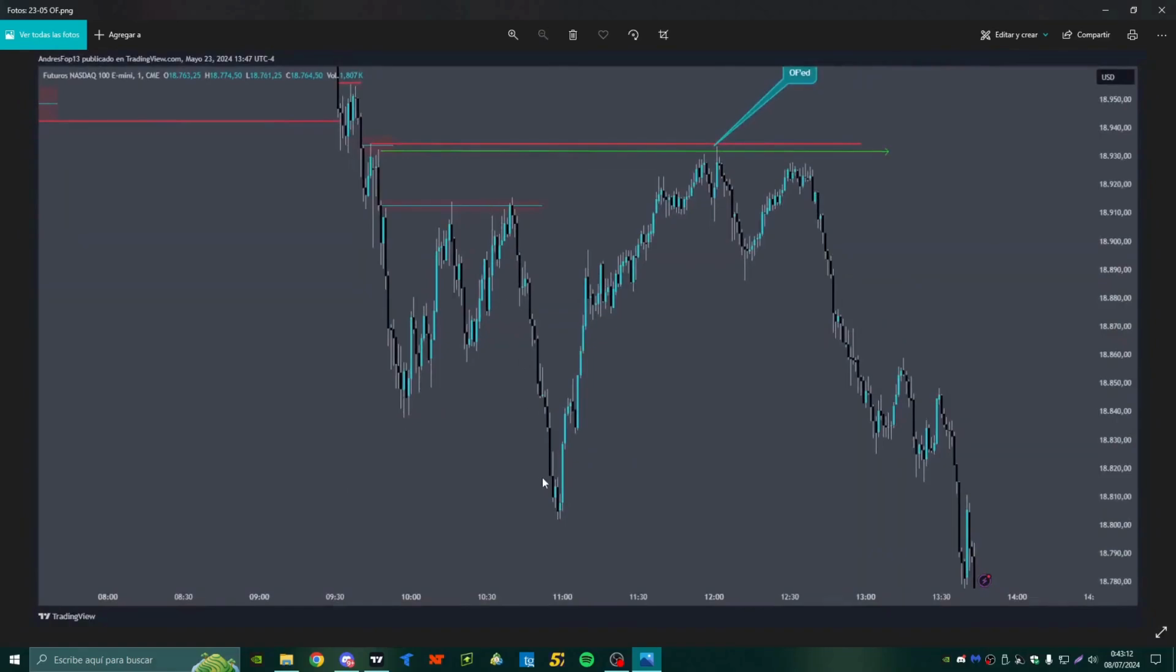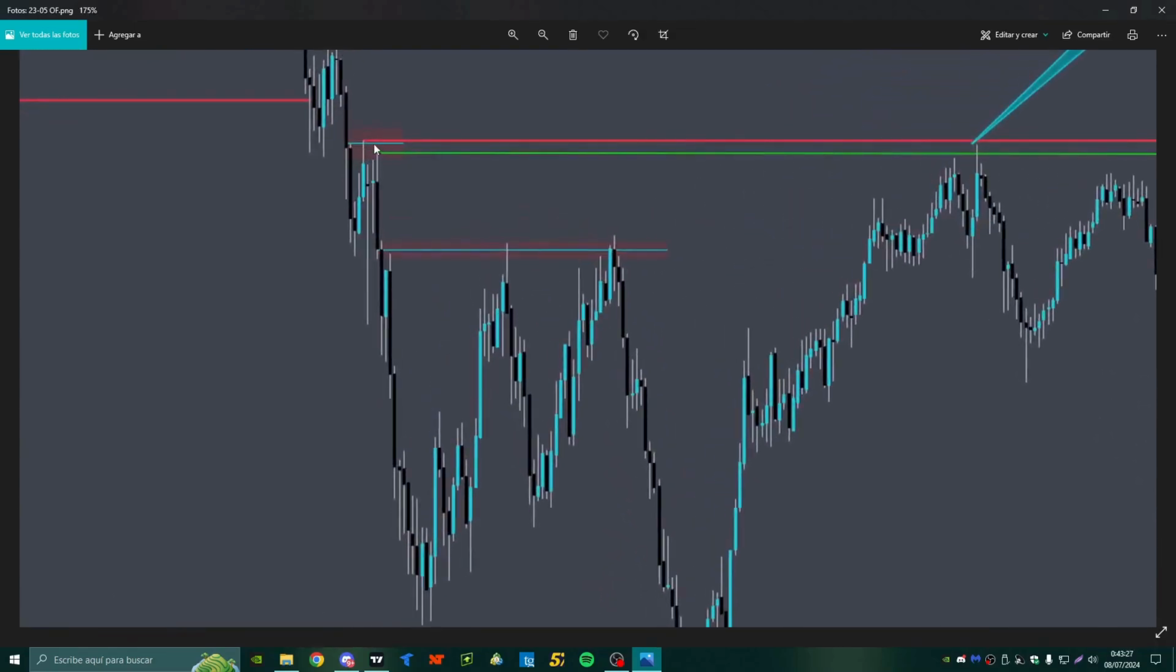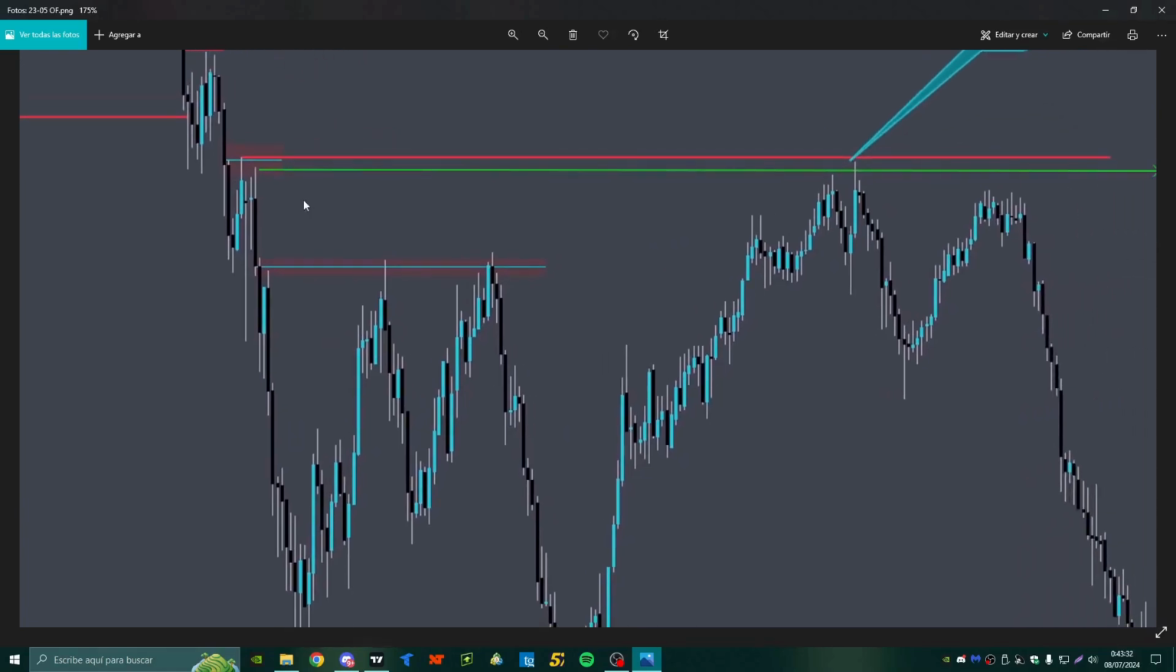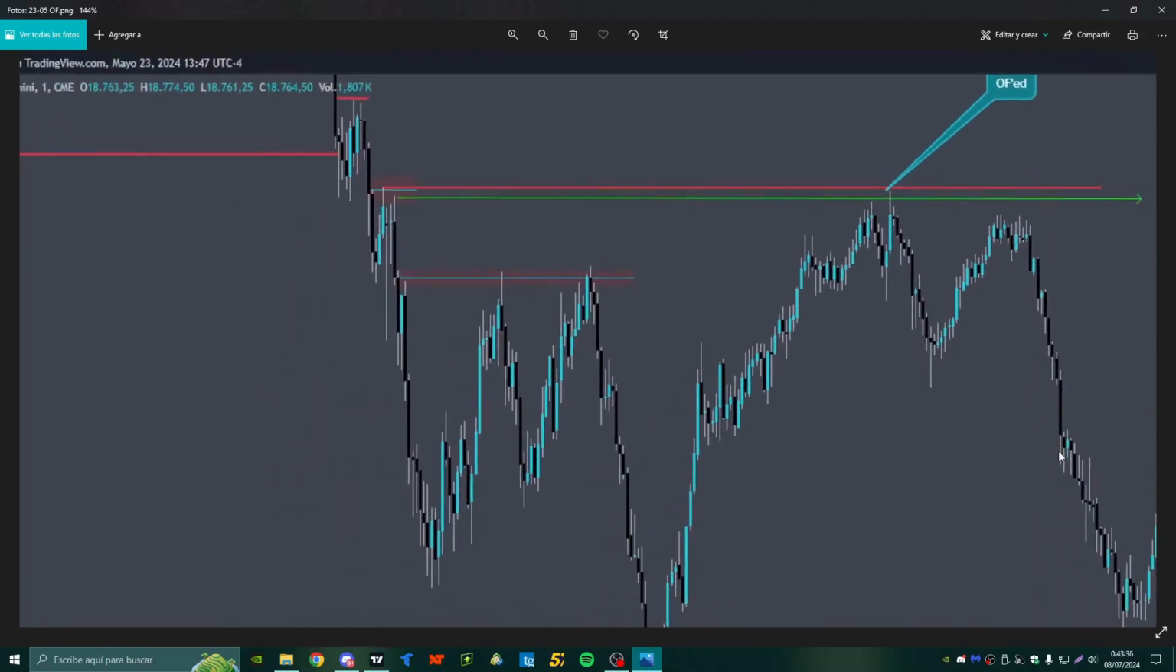A very evident structure change, valid pullback, then closure with body below this, then closures with body above this. What is that? A structural change to the bottom. The price did not open this door. As I told you in the previous video, those order areas are doors, especially the responsible one, which is usually our first door.